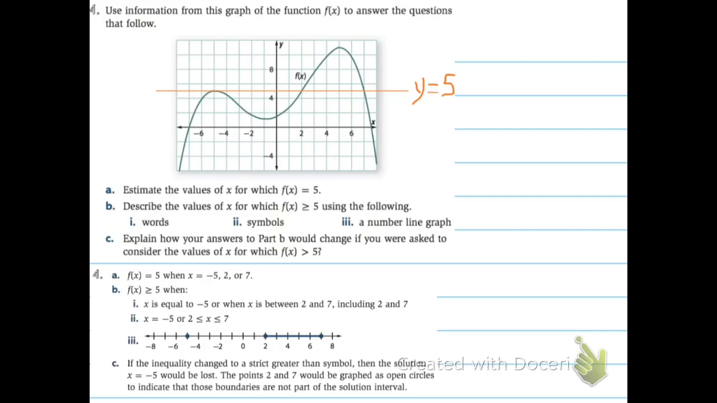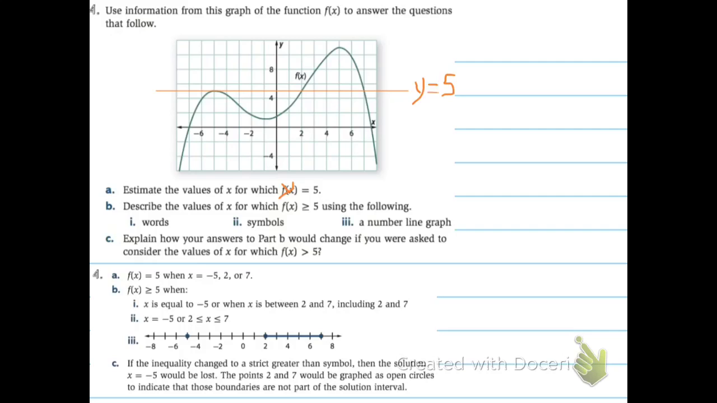And I went ahead and graphed the line y equals 5 on it in orange. Because looking at part A, it says, estimate the values of x for which f of x equals 5. Okay, so we could, of course, like we talked about in class, replace f of x with y, so we're looking for where y is equal to 5.